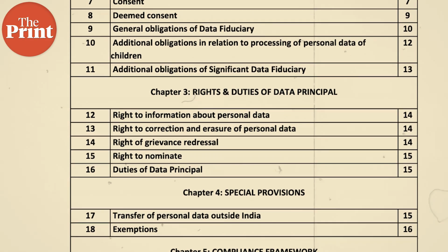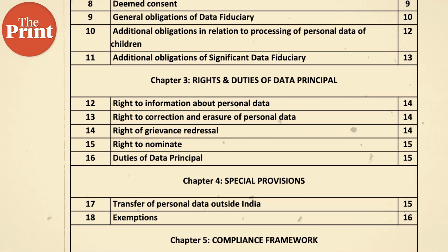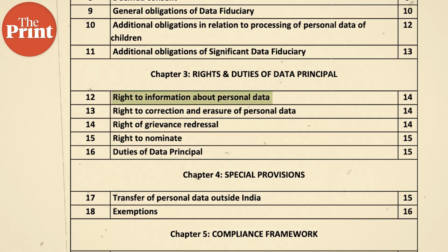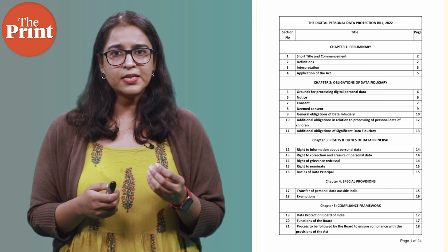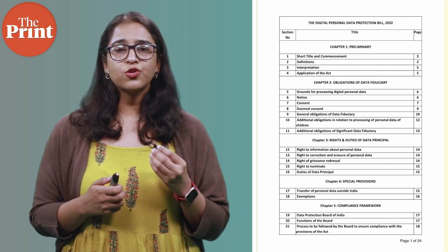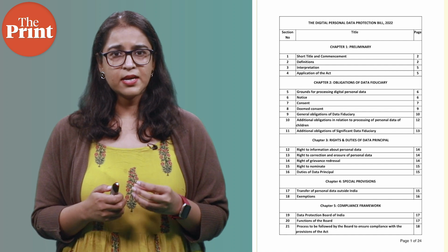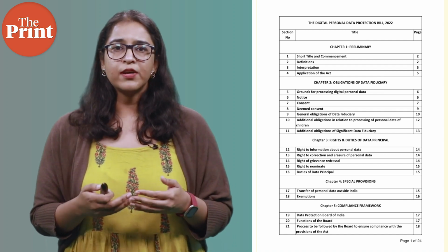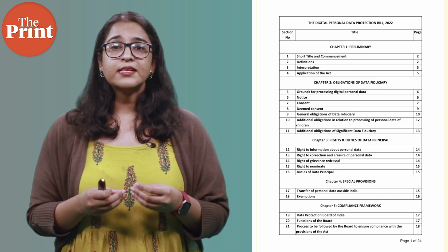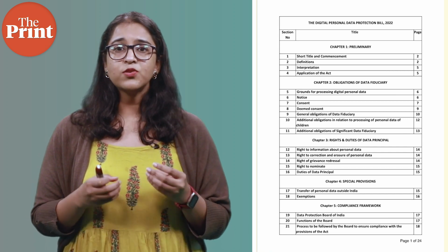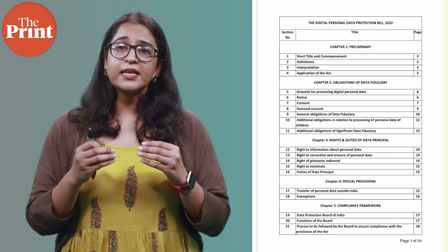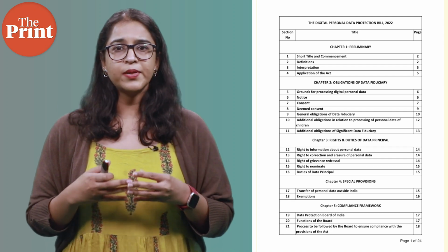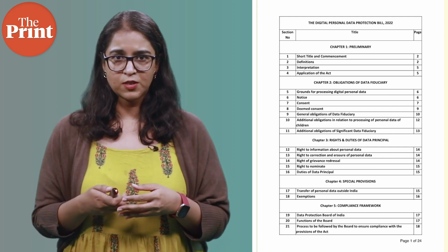The draft legislation proposes to give certain rights to users. This includes right to information about personal data, right to correction and erasure of personal data, right of grievance redressal, and right to nominate. What these rights mean basically is that every individual should know what items of their personal data are being collected and the purpose of collection of such data. In fact, an entity collecting data will need to give an itemized notice containing a description of personal data sought to be collected and the purpose of processing of such personal data.